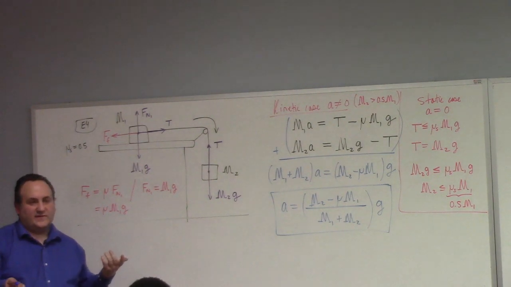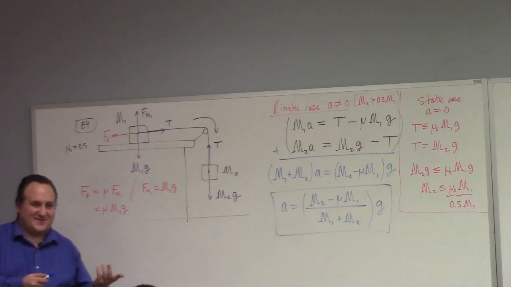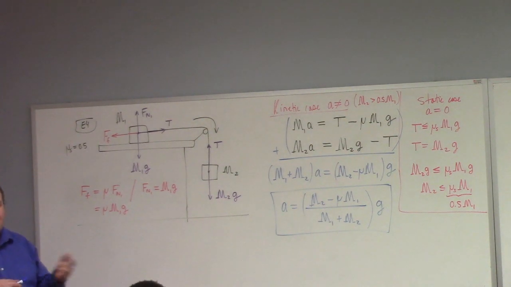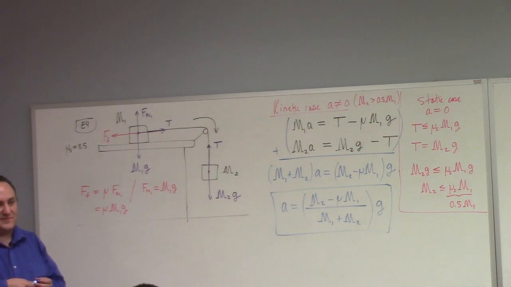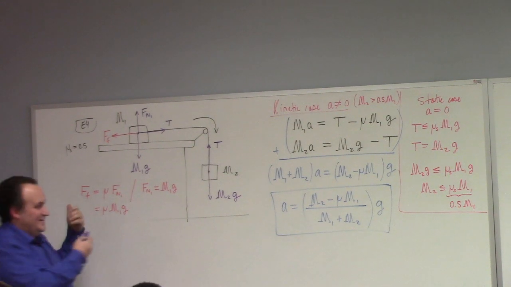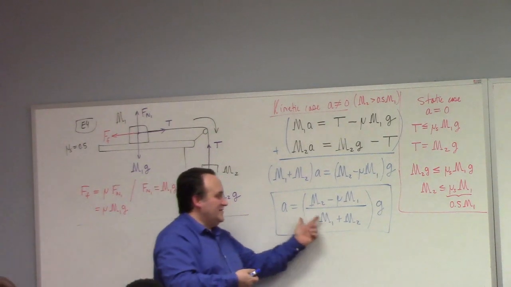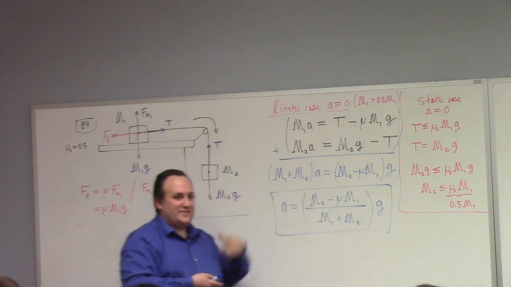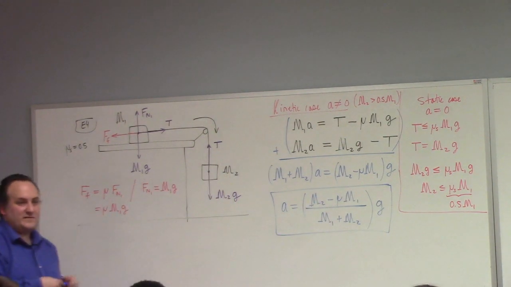By the way, if we solve it with friction, we've solved it with no friction, right? What happens if there's no friction? Just put mu equal to 0. And that tells you that the acceleration is m2 divided by m1 plus m2 times g if there's no friction.